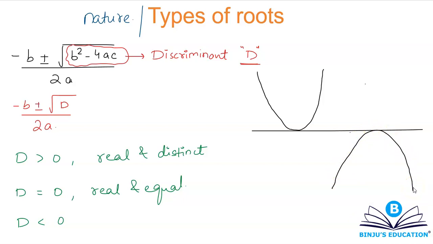It's going to touch the x-axis at only one point. So many people feel that there is only one root, but that's not the right way to put it. It still has two roots. It's just that both the roots are equal. The value of both the roots is equal, but you still have two roots.